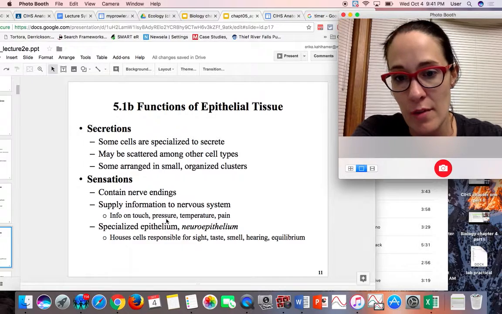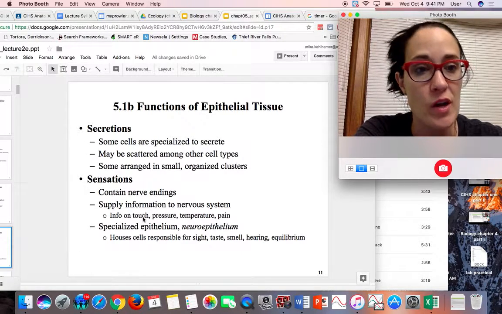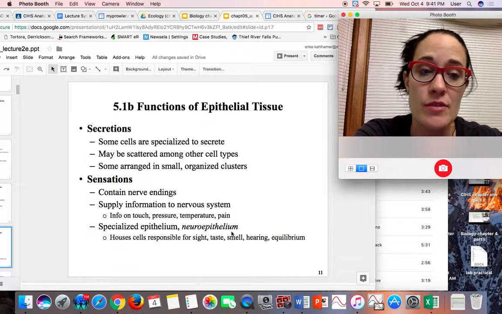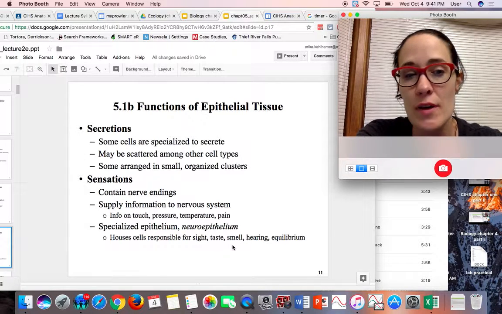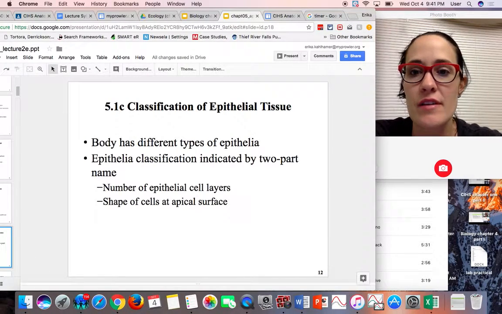So I already mentioned temperature and pain, but pressure as well and touch. Cool thing, when we get to Anatomy 2, we talk about special senses: smell, hearing, all those things. They have special epithelium that allow you to taste and sense other things.